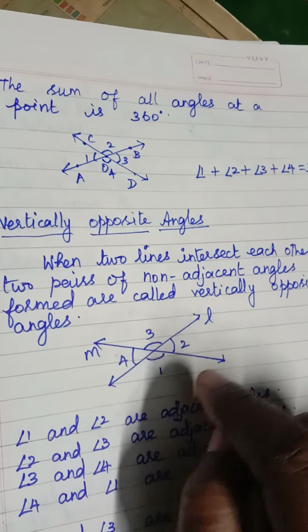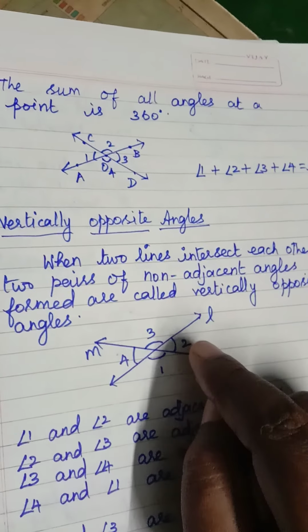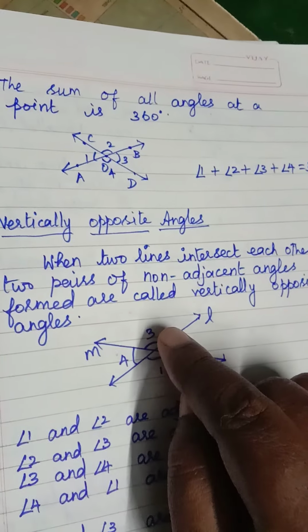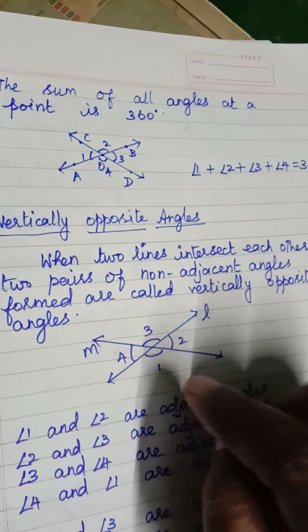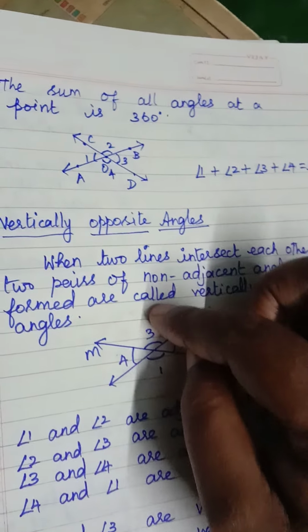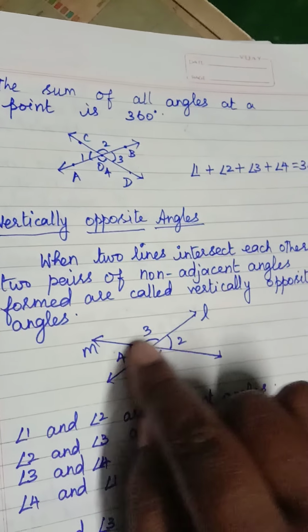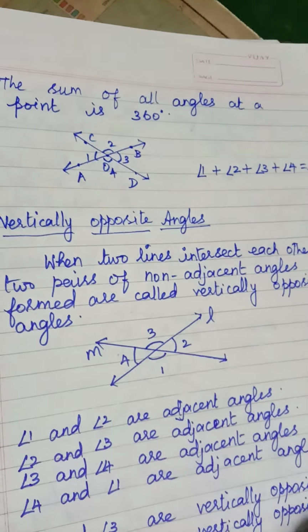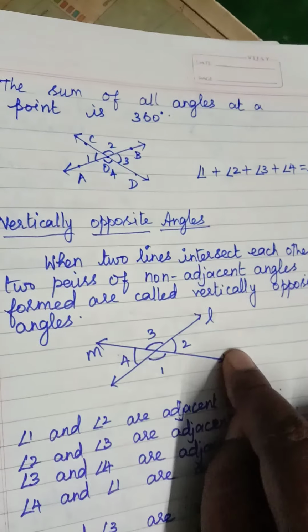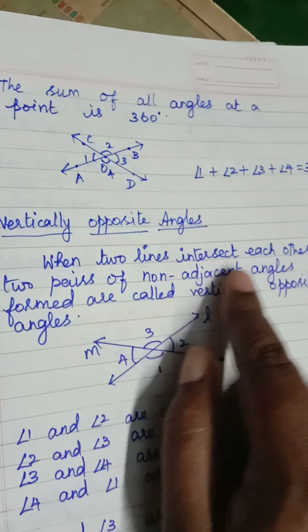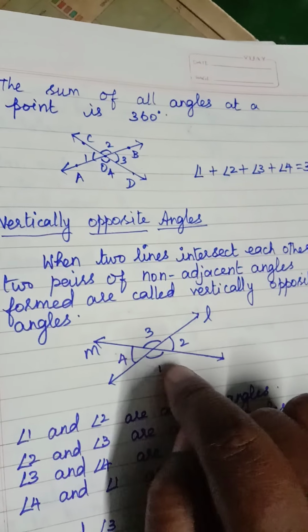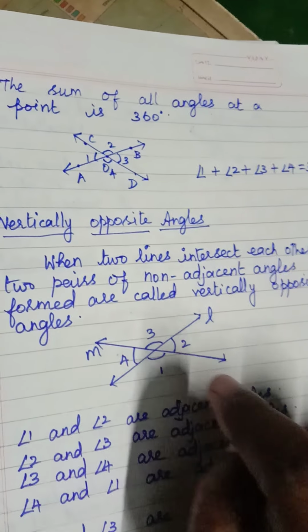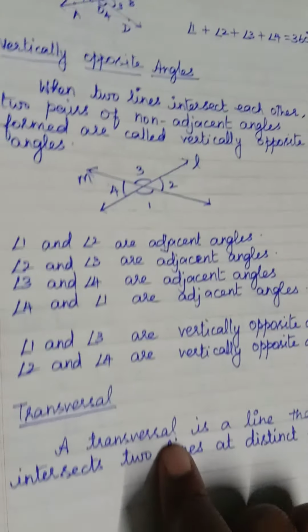I'll tell again, listen. 1 and 2 are adjacent angles. 2 and 3 are adjacent angles. 3 and 4 are adjacent angles. 4 and 1 are adjacent angles. But 1 and 3 are said to be vertically opposite angles. 2 and 4 are said to be vertically opposite angles. So when two lines intersect each other, the two pairs of non-adjacent angles, these two are non-adjacent, these two are non-adjacent, are called vertically opposite angles.